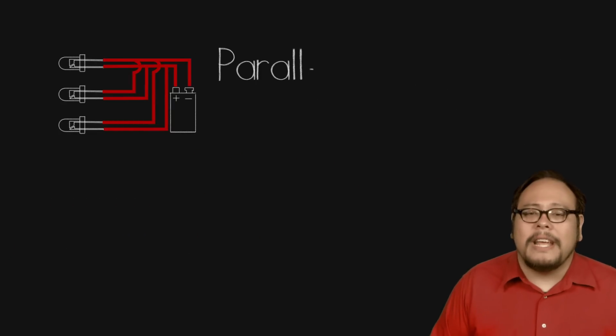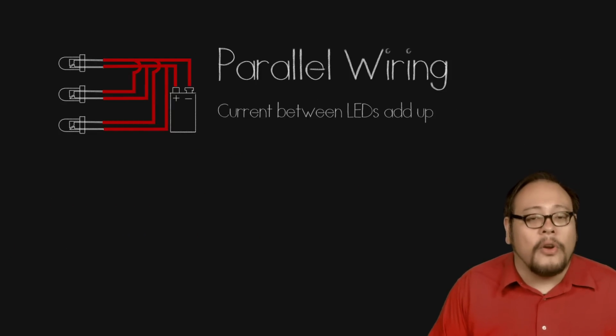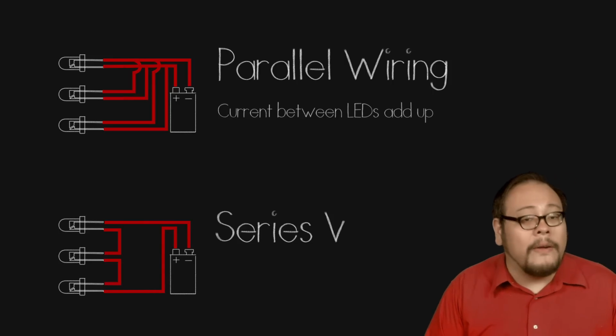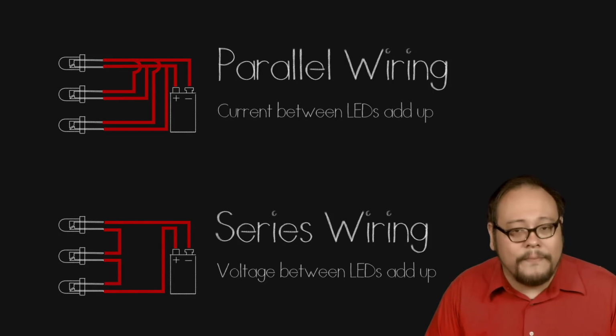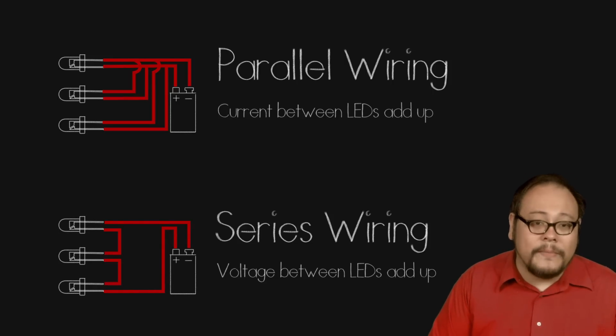If you're powering LEDs in parallel, the voltage stays the same among the LEDs, but the current adds up. If you're wiring in series, the voltage adds up, but the current stays the same. Well, that's the fundamentals for creating simple LED circuits. Now, let's see what we can do with them.